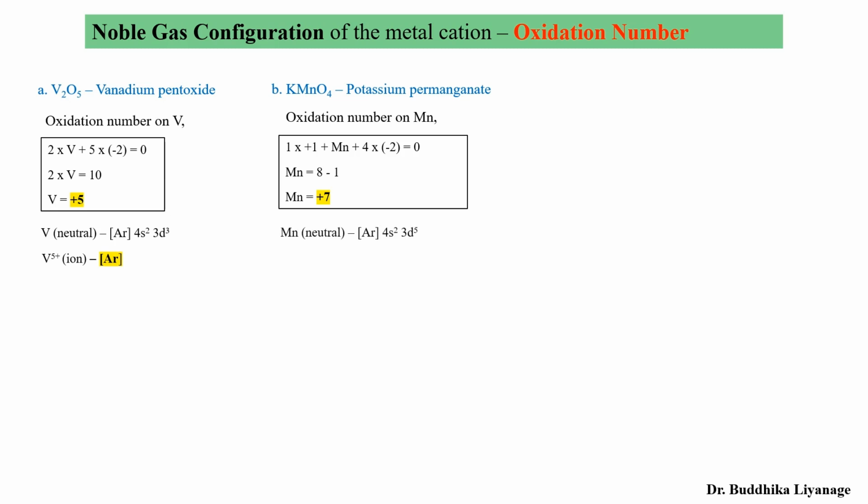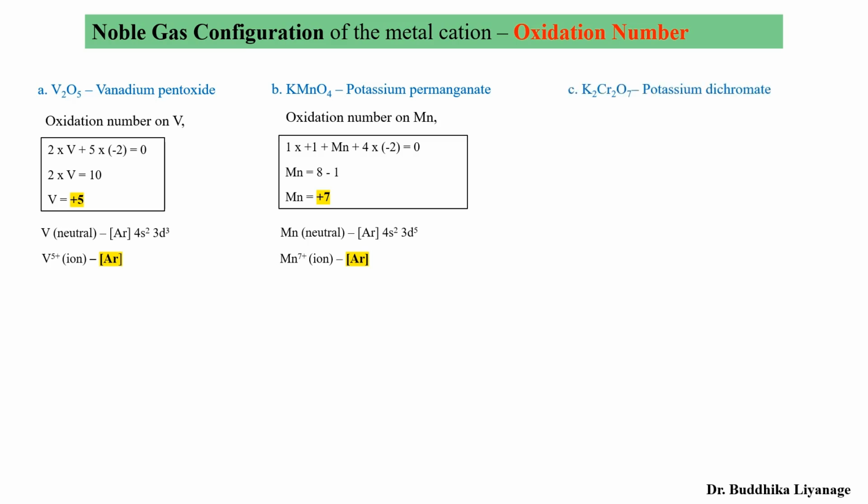Manganese atomic number is 25. So if we write the neutral manganese configuration, it is argon 4s2 3d5. What is manganese +7? Remove 7 electrons starting from the outermost shell. Then the manganese +7 configuration is again equal to the argon configuration.